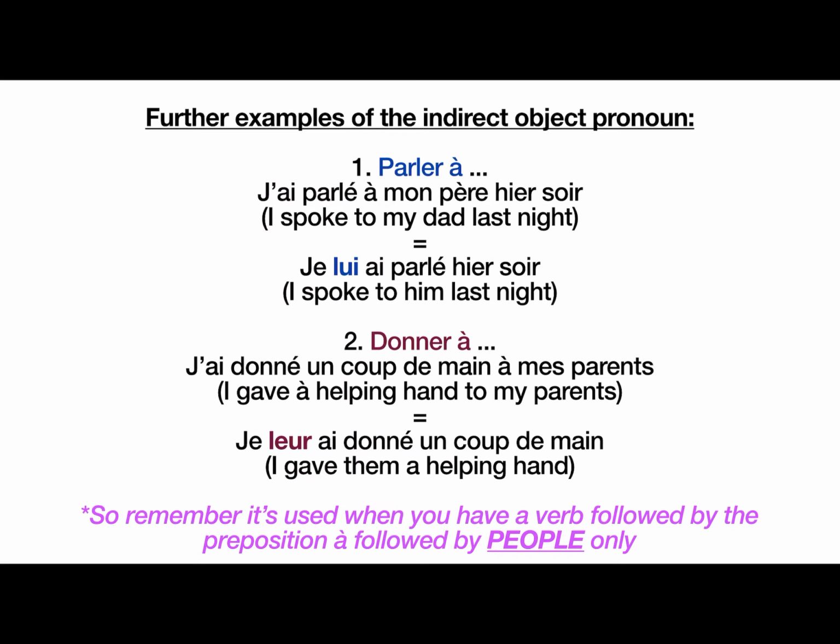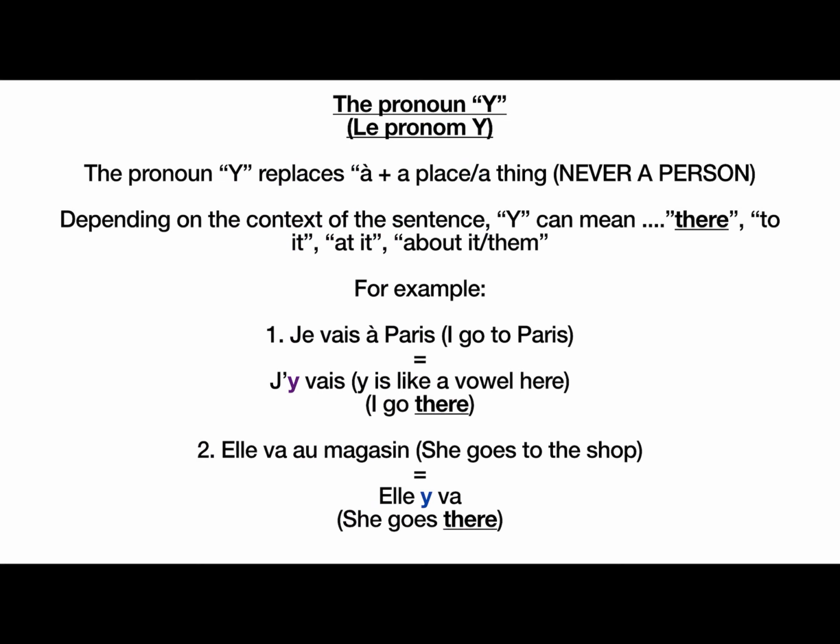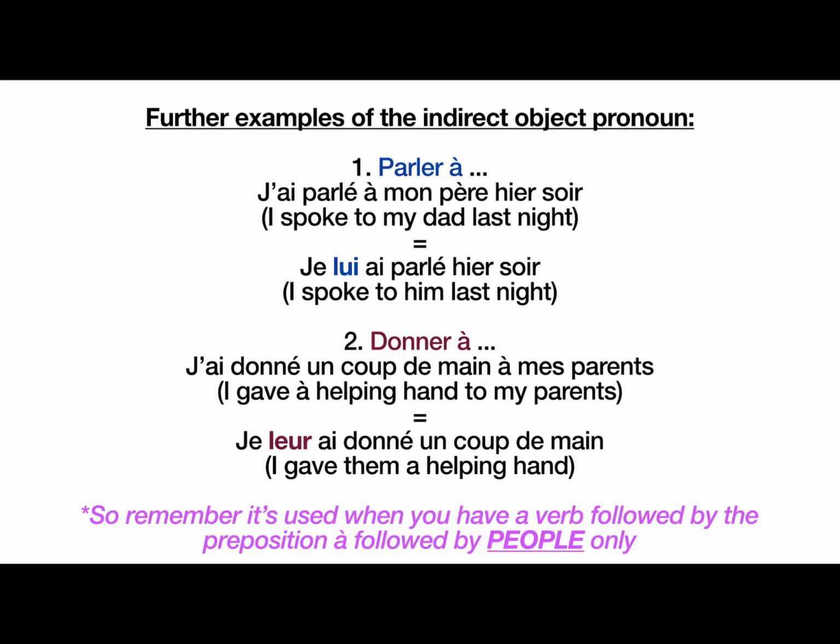Donner à, to give to. So giving something to someone. J'ai donné un coup de main à mes parents. I gave a helping hand to my parents. So I want to say I gave a helping hand to them. Even though I don't have "to them" written down in the translation, you know what I mean. So for "to them", go back to your list, leur. Okay, so je leur ai donné un coup de main. I gave a helping hand to them, or I gave them a helping hand.